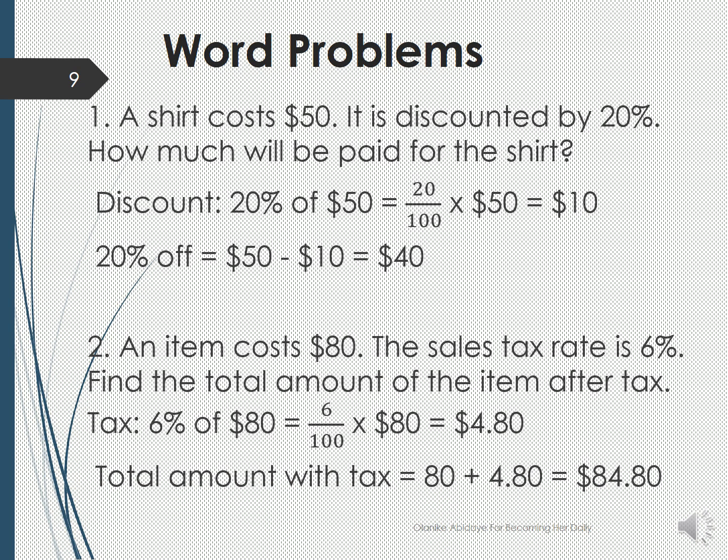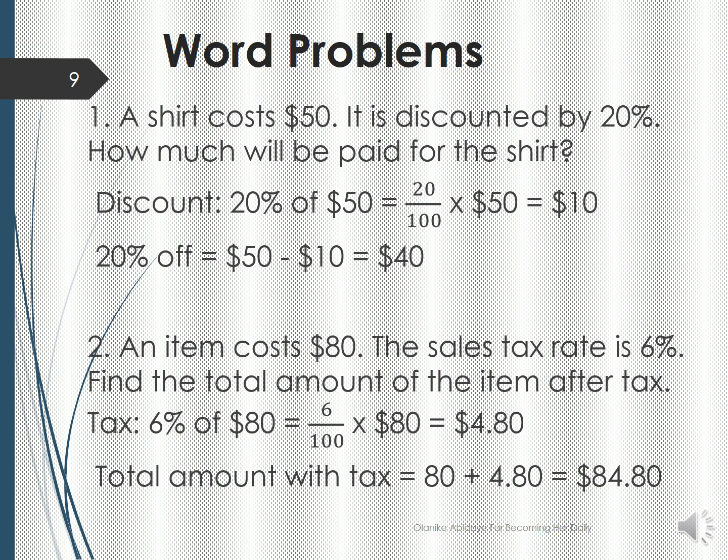Another one, an item costs $80. The sales tax rate is 6%. Find the total amount of the item after tax. Then we'll have $80 as the cost. Then the sales tax is 6%. So let's first find 6% of that cost, which is 6 over 100 of 80. That's 6 over 100 times 80. When you divide everything, it will be $4.80.